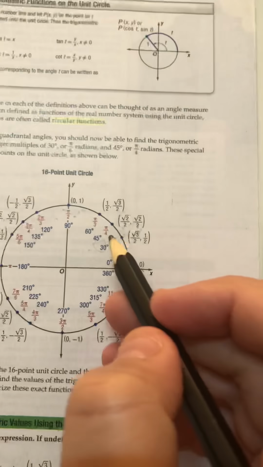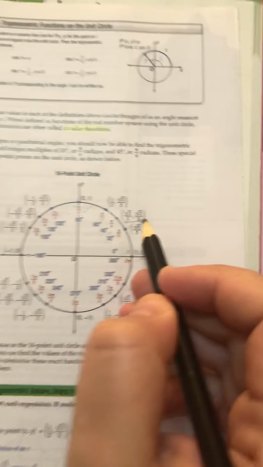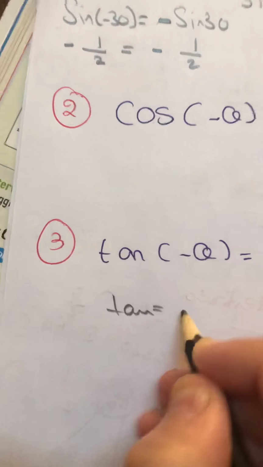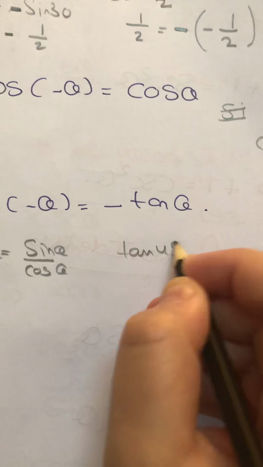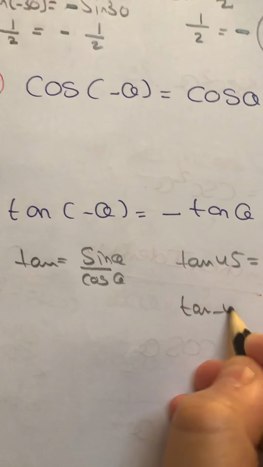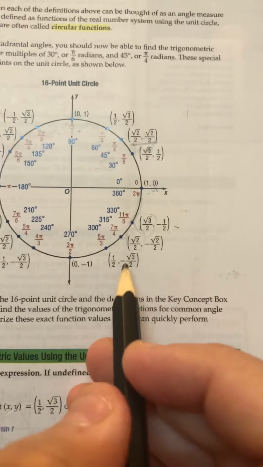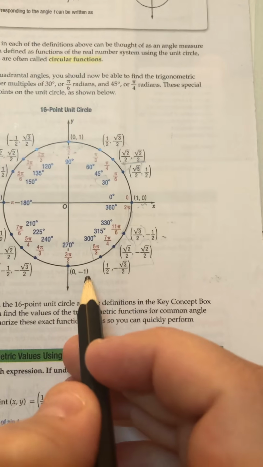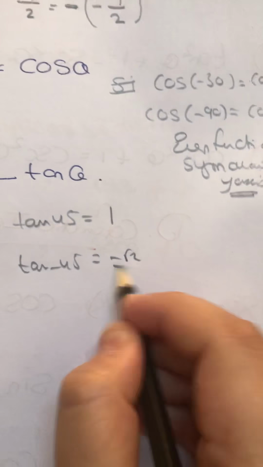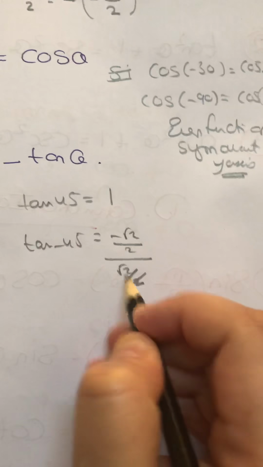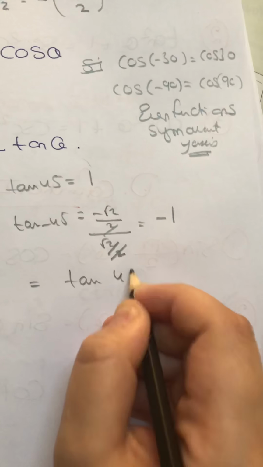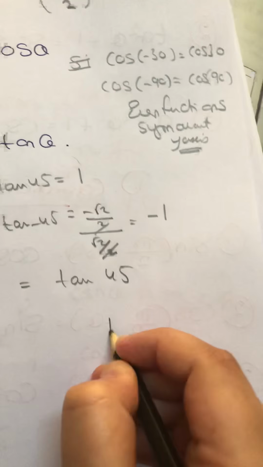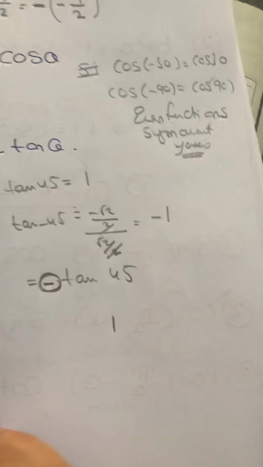Let's try tan at 45. Tan at 45 is equal to, remember tan is equal to sine over cosine. Okay, so tan 45 is equal to 1. While tan negative 45, here tan is negative in this quadrant. It's negative root of 2 over 2 over root of 2 over 2. The answer is negative 1. How can I make tan negative 45 equal to tan 45? While this is negative 1 and this is 1, I have to add a negative here, and this is this negative.